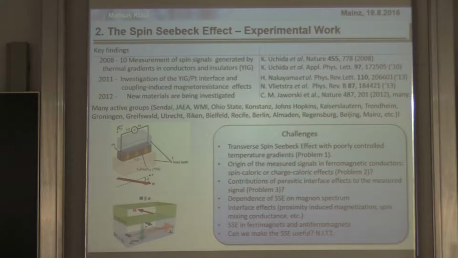So what are the challenges? The first problem is that depending on the geometry, you can have poorly controlled temperature gradients, and I'll show you what these problems are in detail. The second problem is that there could be parasitic interface effects. And problem 3 is that there could also be spin caloric or charge caloric effects if you have not insulators but metals. So these are 3 problems that we need to fix. Then there are open questions such as the dependence of the spin-Seebeck effect on the magnon spectrum, interface effects, and the spin-Seebeck effects in ferrimagnets and antiferromagnets. And finally, can we make the spin-Seebeck effect useful? NITT means not in this talk. This is the one thing I'm not going to talk about because we're physicists. Whether you can make this useful or not is very important, but it's not my business.